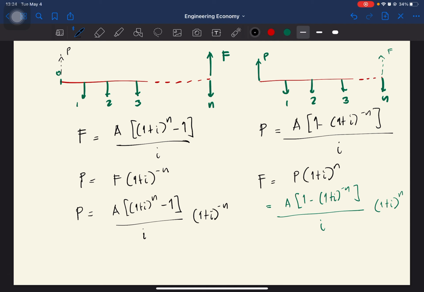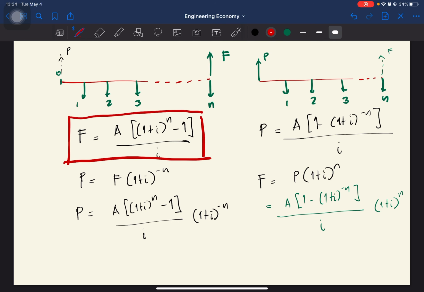Just remember, those are our formulas. If you want to know the future worth of your annuities, use this formula. Or, if you know your future worth and you don't know what amount to invest or what amount to pay regularly, then use that formula. And this one, if you know your present worth or you are more concerned with your present worth in relation to your periodical payments, then use that formula. Okay?